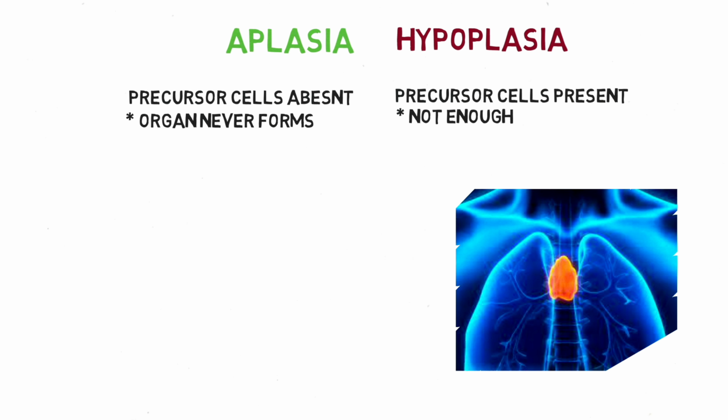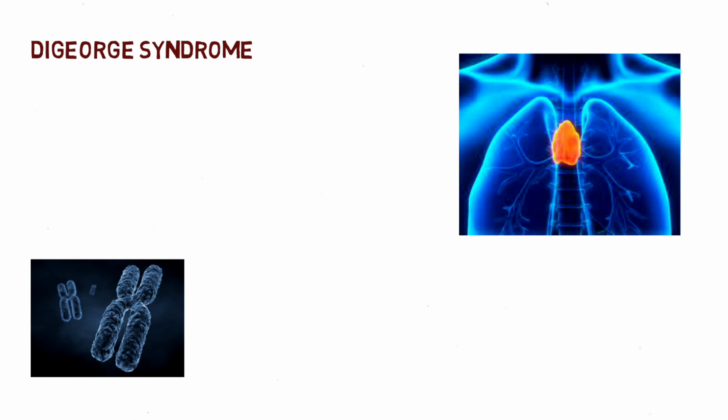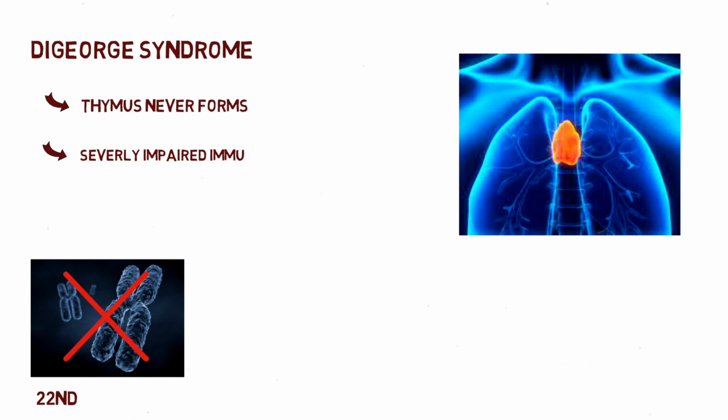Going back to the thymus again, in DiGeorge syndrome, a small part of the 22nd chromosome is deleted, so the genes that code for the thymus are gone. As a result, the cells never have the DNA they need to express the protein that would turn them into thymic precursor cells. Therefore, the thymus never forms and the person is left with a severely impaired immune system.